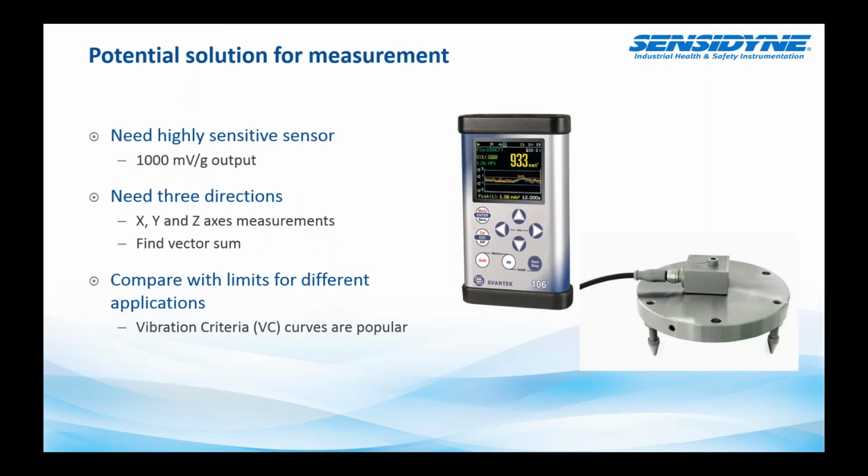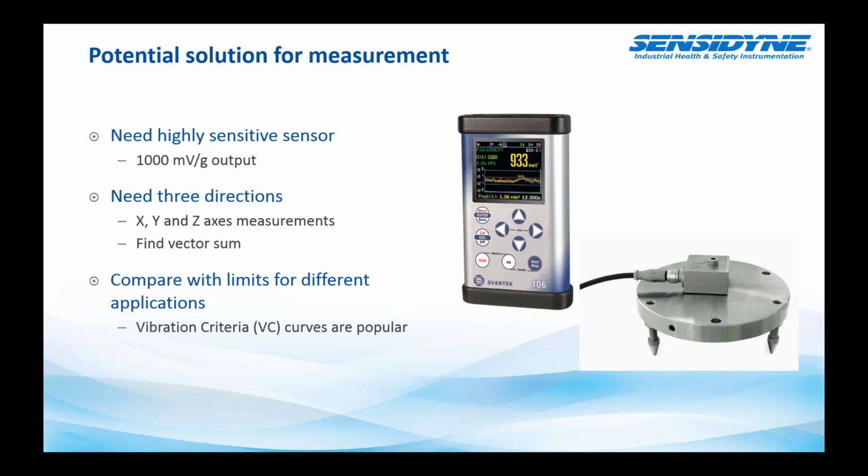So again, we have potential solutions. The vibration level meter that we saw before, instead of accepting the hand-arm or the whole body accelerometers, can accept a more sensitive accelerometer like the one that we see here on this mounting plate that we place on the floor. And we measure in our 3 directions. We find our vector sum and we compare with limits that may have been provided for these different activities that we were talking about in the previous slide.